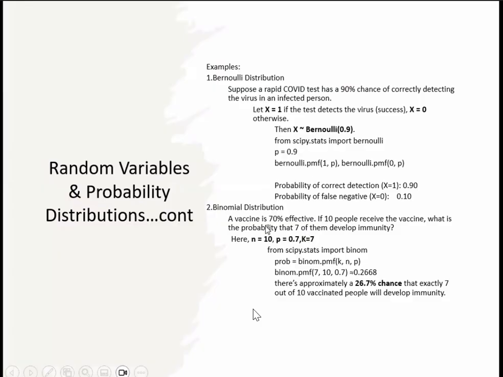So for this one, we are asking: what is the probability that 7 of them develop immunity? We have here a scenario. A vaccine is 70% effective. If 10 people receive the vaccine, what is the probability that 7 of them develop immunity? That's our question. And using the binomial distribution, we are able to find that probability.